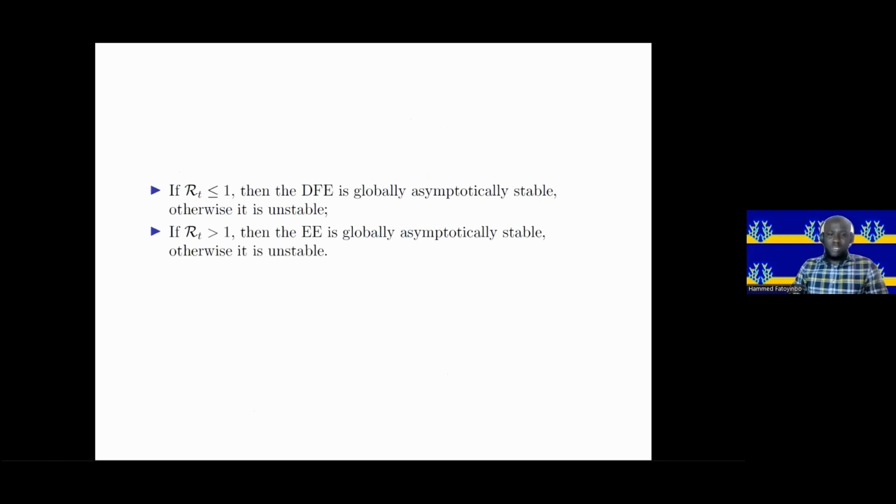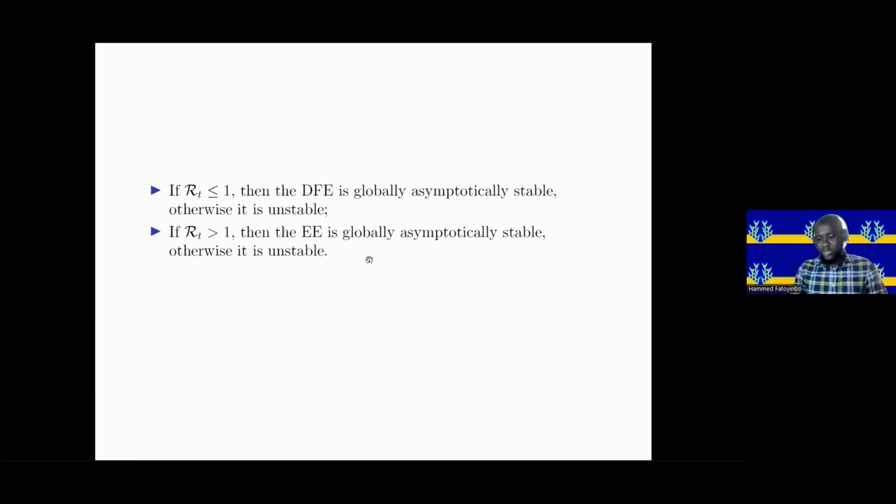So what we need to know here is that if our RT, which is the control reproduction number, is less than 1, then we say that our dengue-free equilibrium is globally asymptotically stable. Otherwise, it is unstable. Also, if it is greater than 1, then our endemic equilibrium, which is the dengue-present equilibrium, is globally asymptotically stable. Otherwise, it is also unstable.